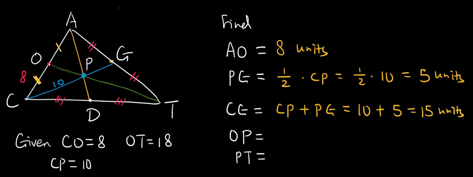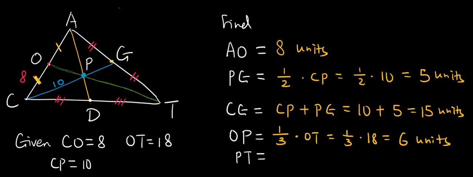Let's look at OP. It is given to us that CP is 10, and CO is 8, and OT, the whole length, is 18. It asks us what OP is. Remember, OP is 1/3 of the whole length, 1/3 of OT. So 1/3 times 18, and that is 6 units.